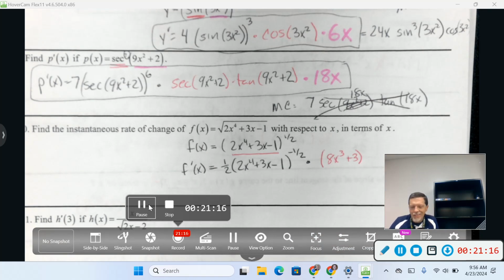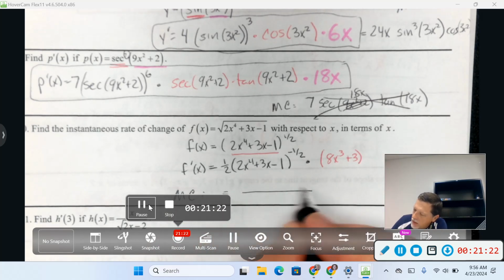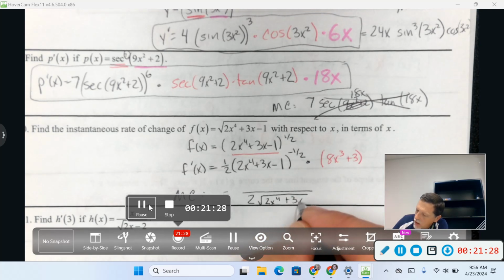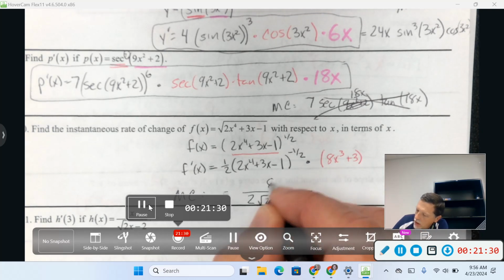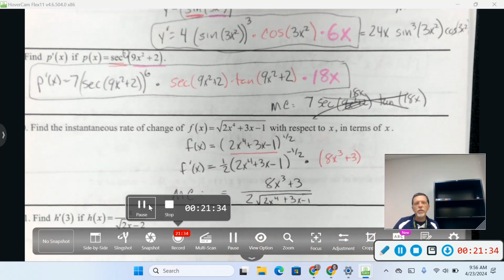And that's still not wrong, but a multiple choice answer is going to put that negative thing in the bottom. The 2's in the bottom. They might even replace the 1/2 with the square root. And 8x cubed plus 3. That's your multiple choice answer.